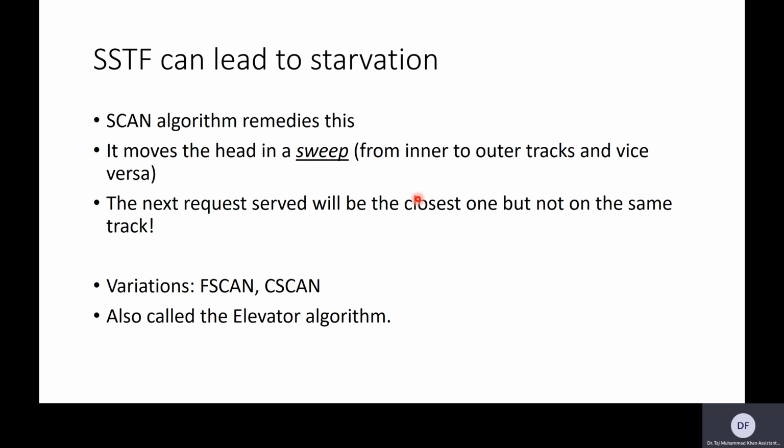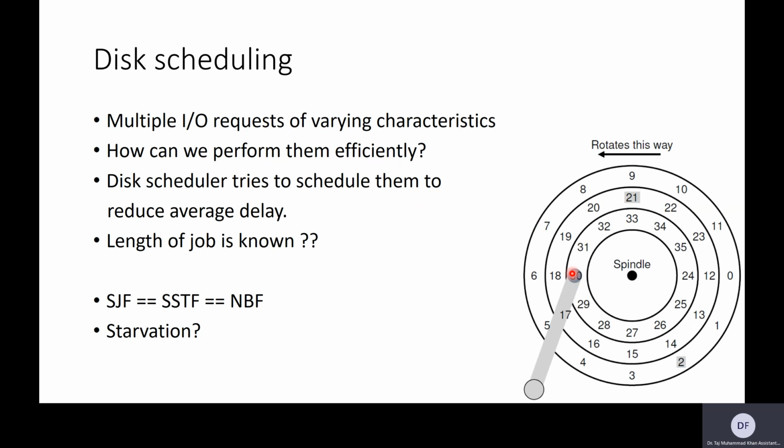Okay, so this way, the head will repeat its movement from inner to outer, and then outer to inner, then inner to outer, and outer to inner. So it will visit all the tracks. Okay, so ultimately, all the requests that have arrived will get served, even those requests that were to the far away sectors. When the head arrives on their track, they will also get served. Okay, requests that were to a nearby sector but came later will be served later on the inward sweep.